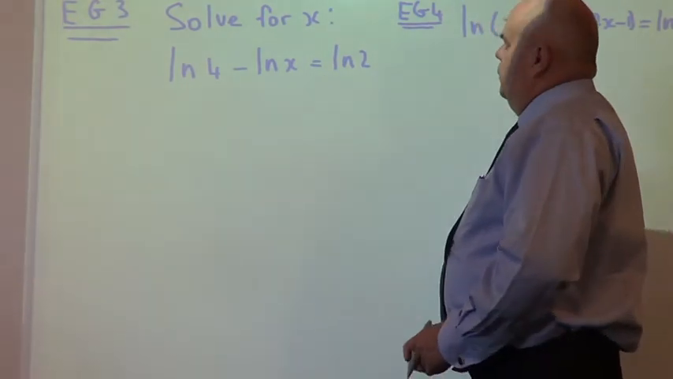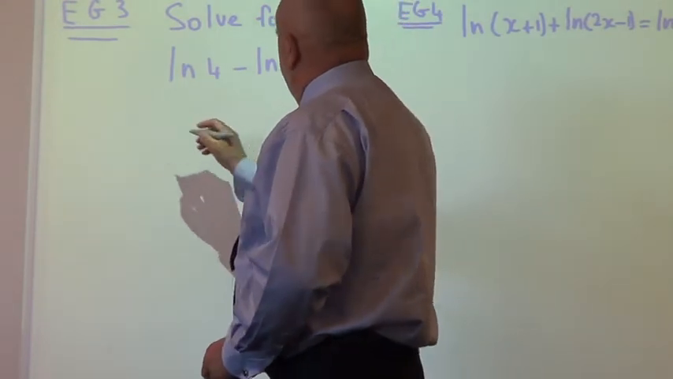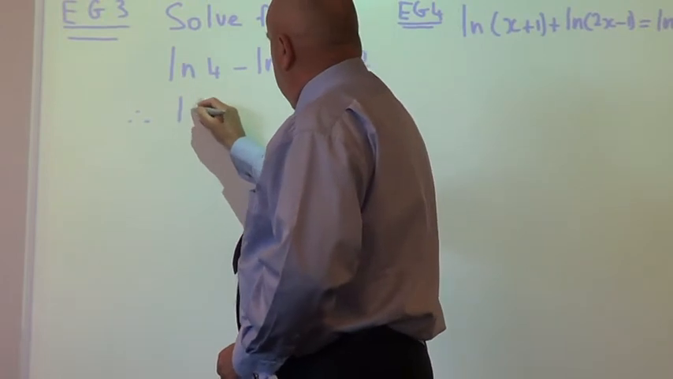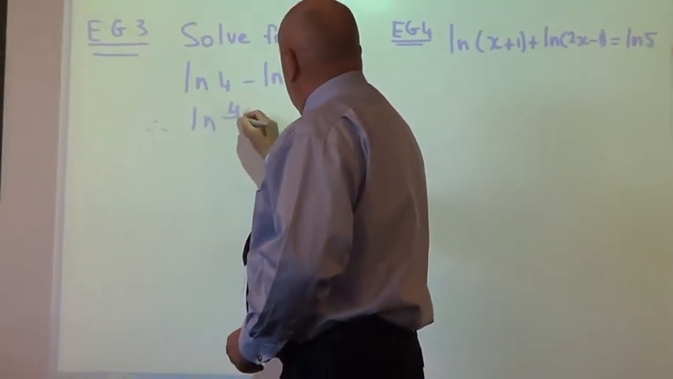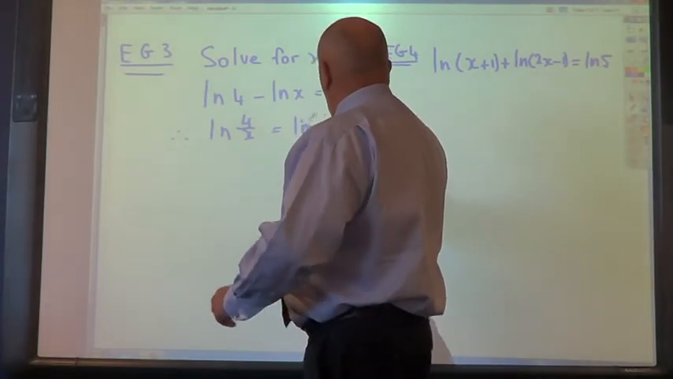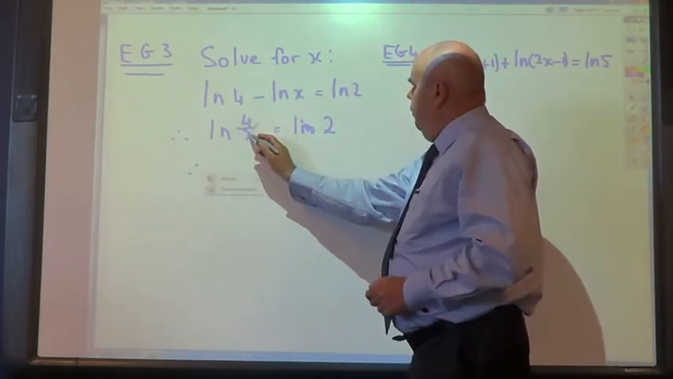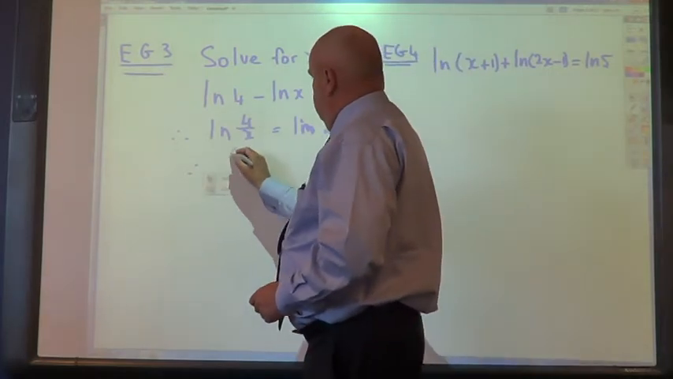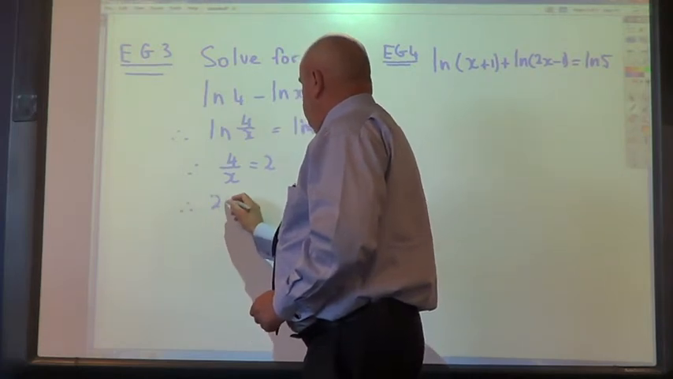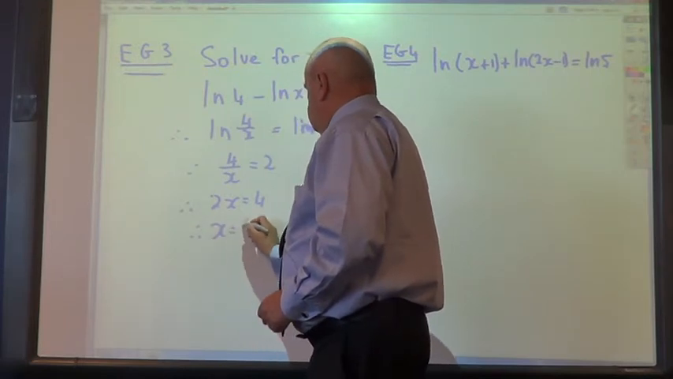In example 3, we're going to make use of some fairly basic log laws. You will remember that when we're subtracting one logarithm from another, we can combine them in this way. ln 2. Now for that to be true, obviously 4 over x must equal 2. So 4 over x equals 2, and we could say 2x equals 4, and therefore x equals 2.